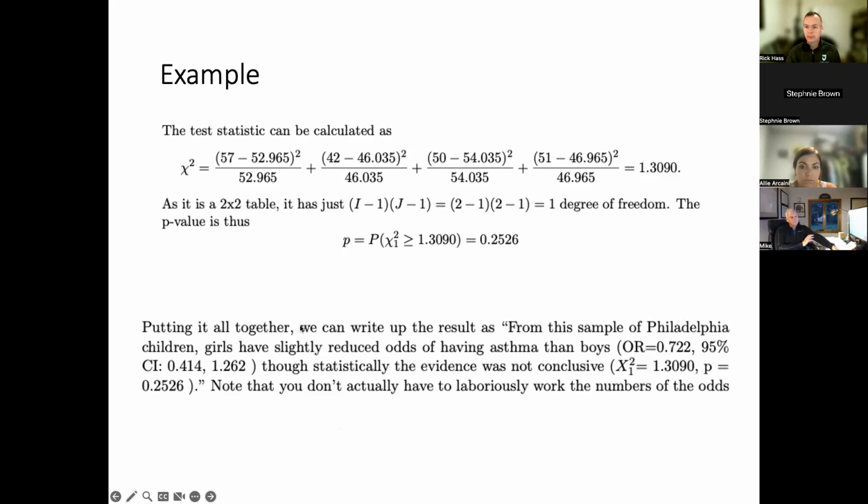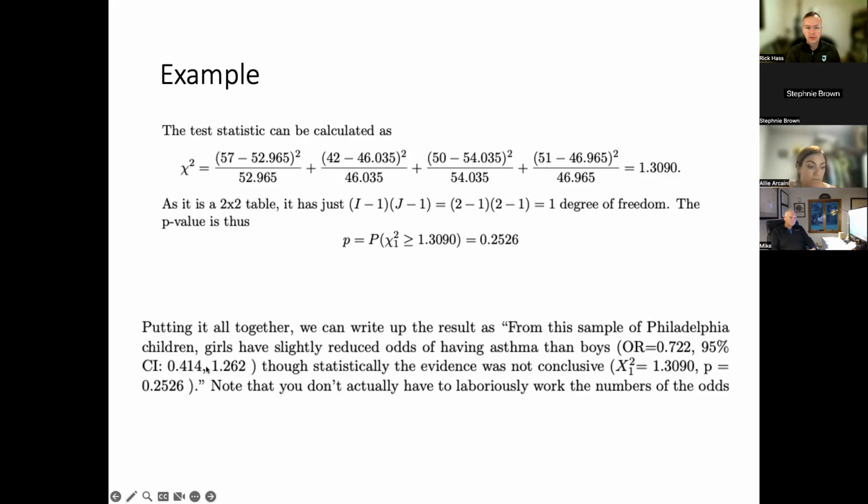So how would we write this up? We'd say from a sample of Philadelphia children, and now we're going to use the second version with the girls as the focal group, the girls have a slightly reduced odds of having asthma compared to boys. And so we have the odds ratio from the female perspective, which shows that they're a little bit less. I'm not going to show you how to compute the confidence interval because it's sort of annoying for odds. You have to transform to log odds and then transform back, and it's a real pain.